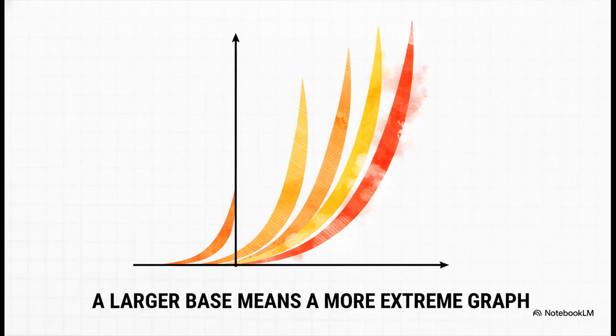So the main takeaway here is pretty simple. A bigger base just makes the graph more extreme. It shoots up faster on the growth side, and it dives towards 0 even quicker on the other side.